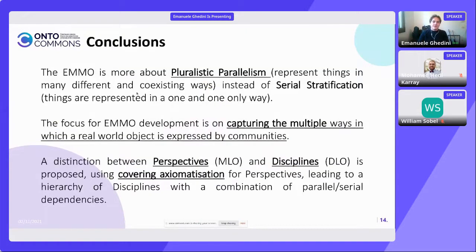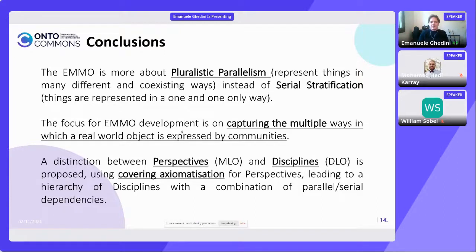So the conclusion: the EMMO is more about pluralistic parallelism, representing things in many different and coexisting ways instead of serial stratification, where things are represented in one and only one way, because we realize that's not the case with people. People don't want to embrace one and only one view. They want ontology to bend and to describe their way of seeing things.